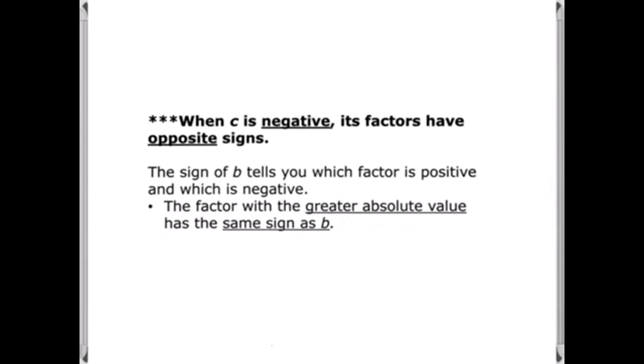All right, so when C is negative, its factors have opposite signs. In this case, the sign of B just tells you which of the factors is larger. So if your B value, when your C value is negative, is positive, that means the positive factor is the larger number. If it's negative, that means the negative factor is the larger number.